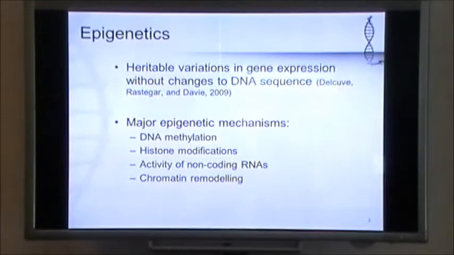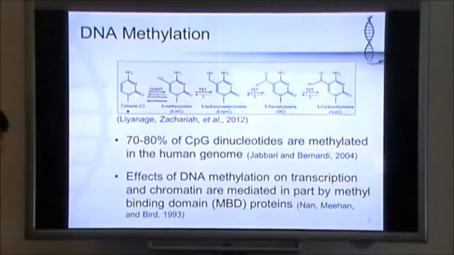So what is epigenetics? Epigenetics is defined as heritable variations in gene expression that don't rely on changes to the underlying DNA sequence. The major epigenetic mechanisms are DNA methylation, histone modifications, activity of non-coding RNAs, and chromatin remodeling. These act to either turn genes on or off or increase or decrease the activity of certain genes. Today I'll be focusing on DNA methylation.